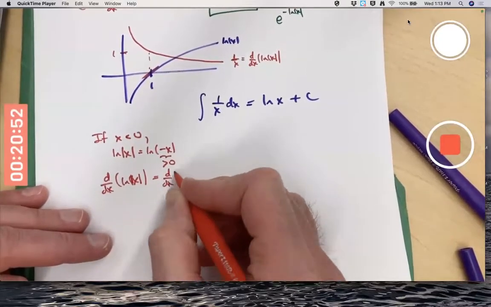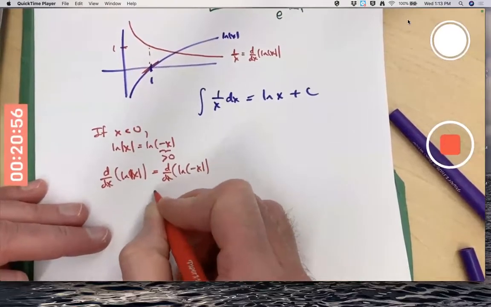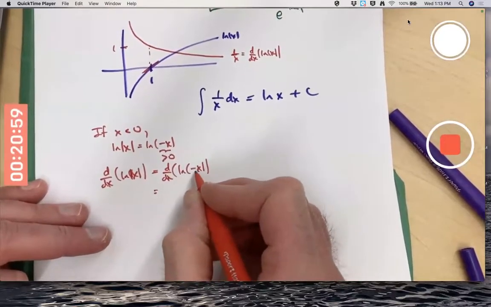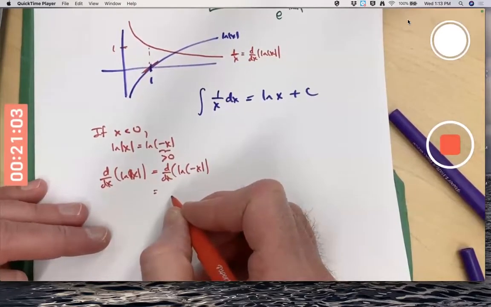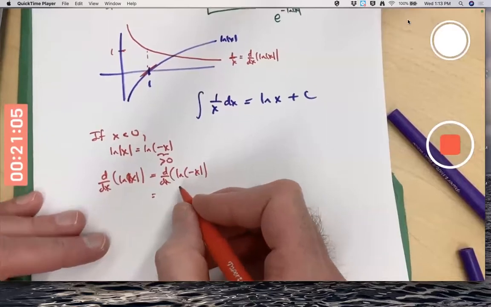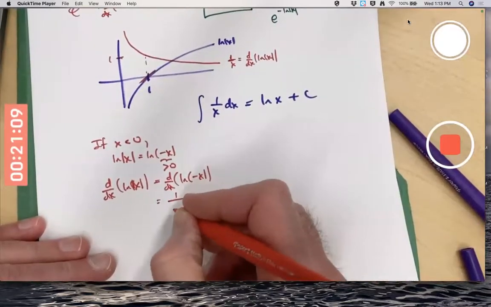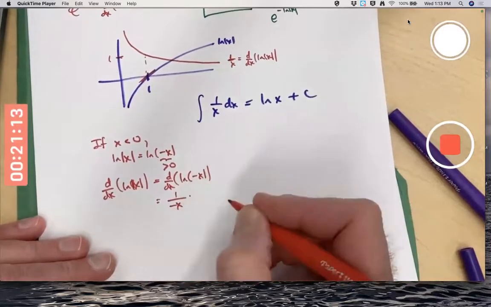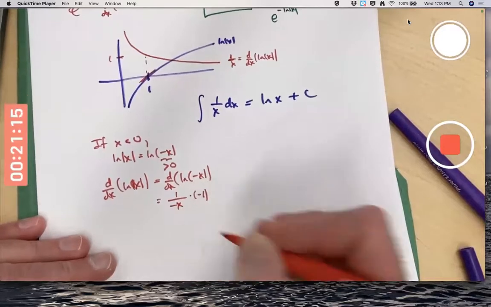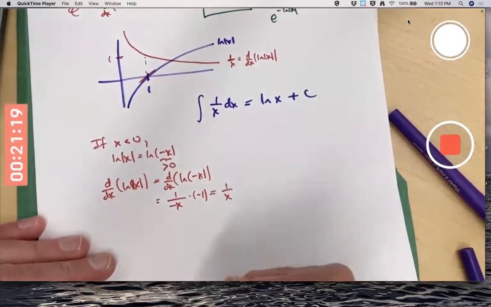can be found with the chain rule and what we just derived. The inside function is negative x, the outside function is natural log of x. The derivative of natural log, we just said, was 1 over x. So I start to get 1 over x, but then I replace that x with negative x. And then I multiply times the derivative of negative x, which is negative 1. Hey, and those negative signs cancel. You get 1 over x.